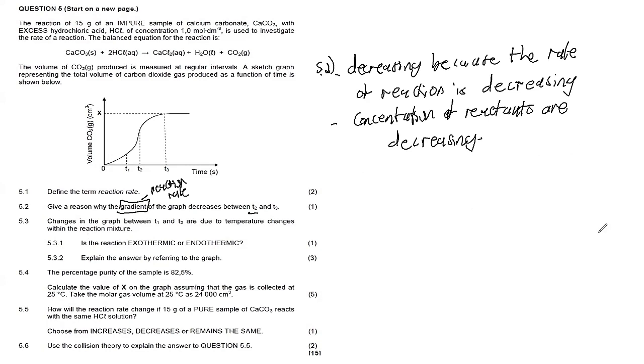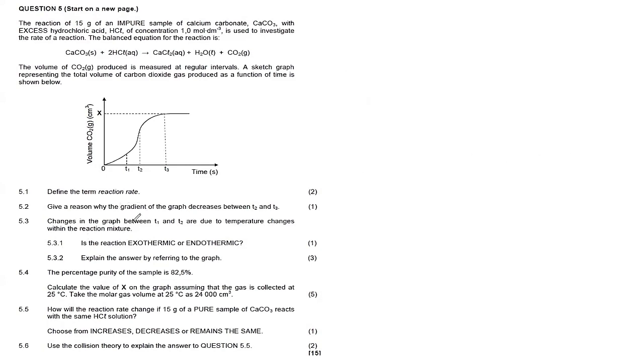We have 5.3. It says changes in the graph between T1 and T2 are due to temperature changes within the reaction mixture. 5.3.1 says, is the reaction exothermic or endothermic, right? So now, looking at the changes between T1 and T2, we can see that the gradient of the graph is becoming noticeably steeper. So that means the gradient is increasing. And then we know if the gradient is increasing, that means the reaction rate is also increasing as well.